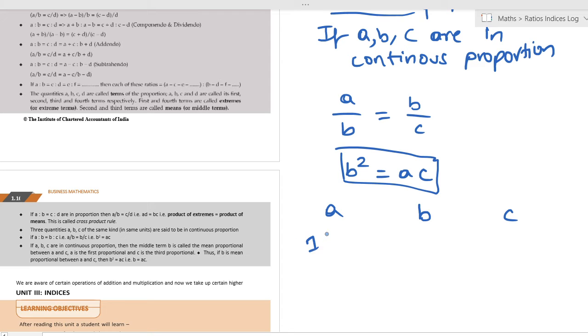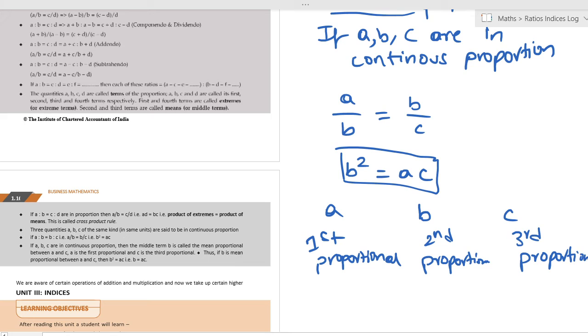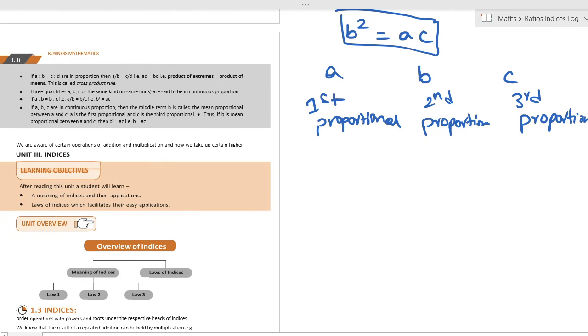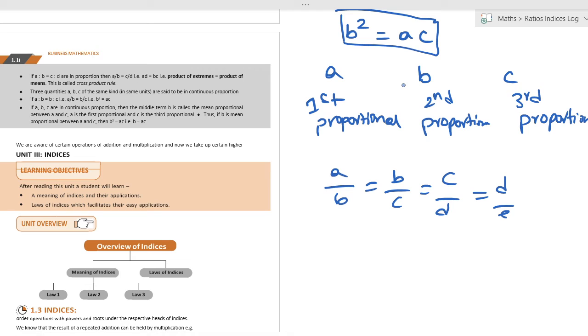Here A is called first proportional, B is called second proportional, C is called third proportional. It can also have more than 3 terms, but here we only study 3. If there are more terms, then A by B is equal to B by C equals C by D equals D by E. Like that it will go on, but in our syllabus we will only study up to 3 terms. Okay guys, so now let us go and solve the problems.